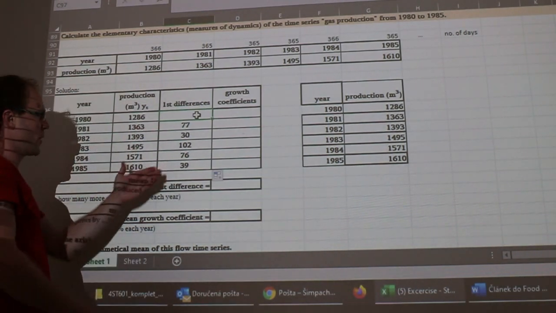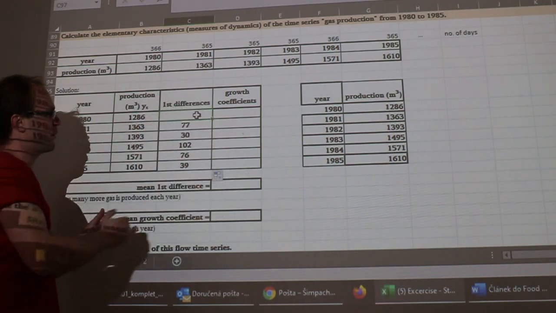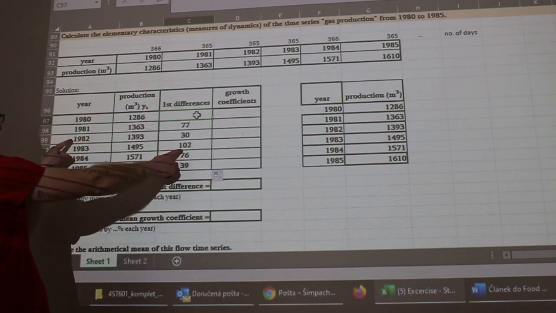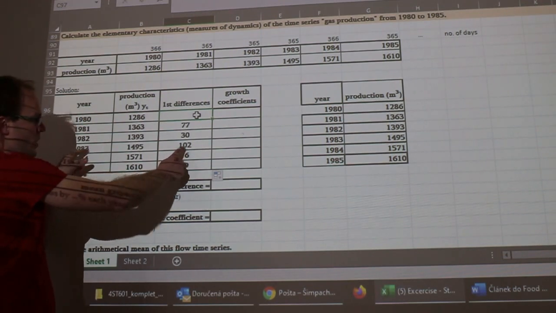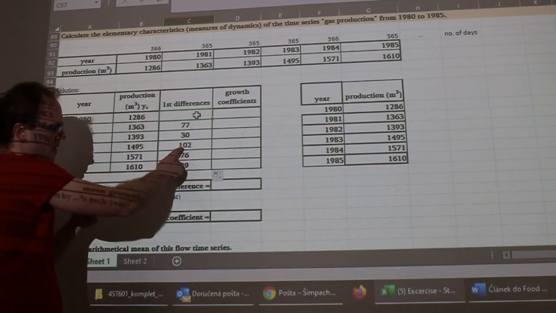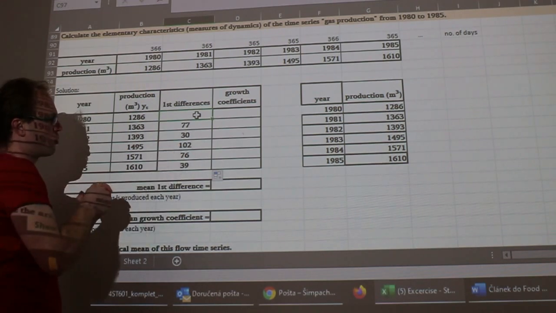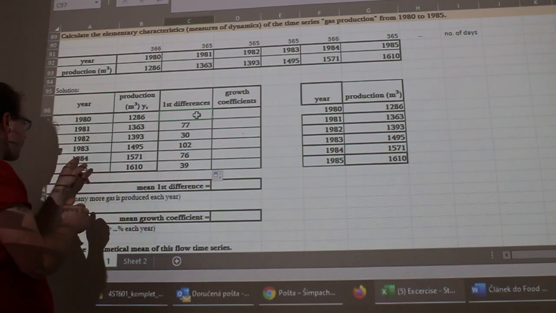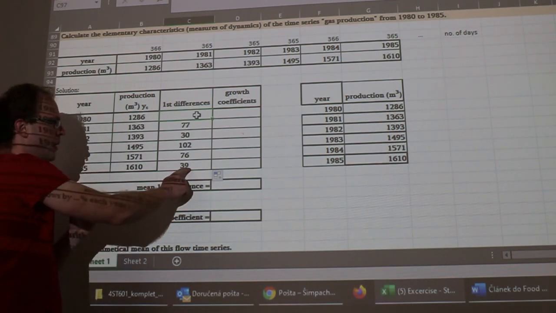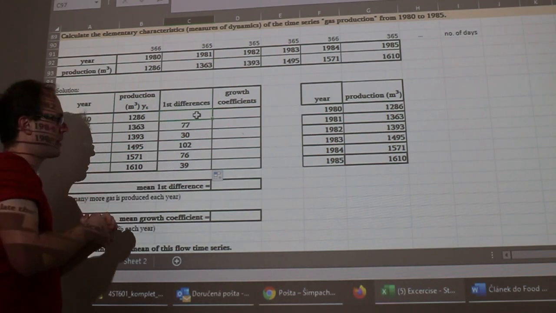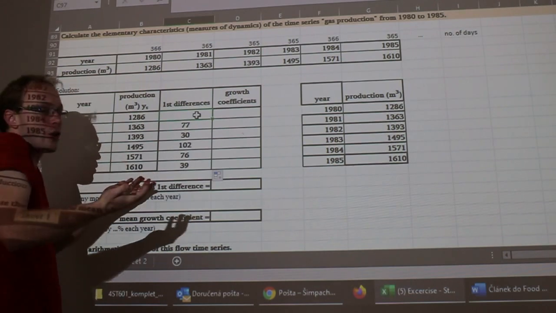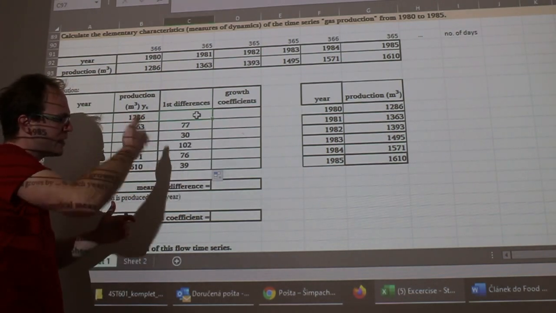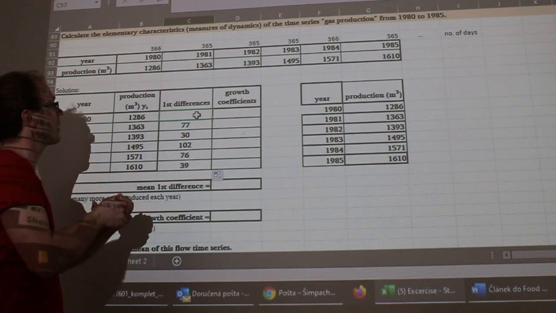Yes, positive or negative. You can see that we have positive differences every time. Between year 1982 and 1983, yes, we produced more gas, more by 102 cubic meters. Yes, between year 1984 and 1985, yes, we produced more gas by 39 cubic meters. If this value is negative, it is decreasing, yes, absolute decreasing.